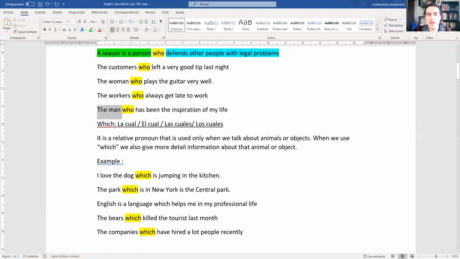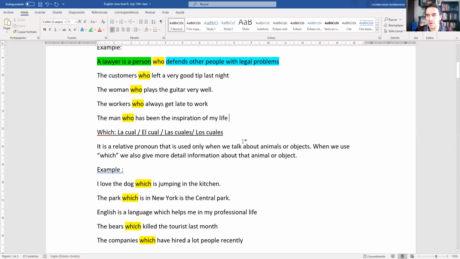So one more time, I'm talking about a person. My relative pronoun is who. And check this, this is in present perfect, no? Has been the inspiration of my life. So you can use it with any tense, like I said before, okay?